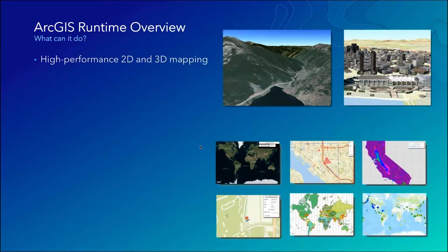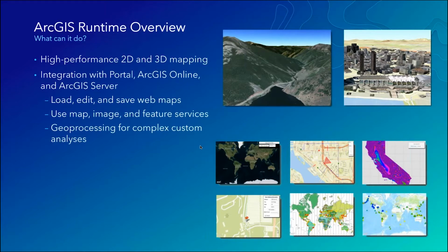So understanding what it is, let's look at what it does. From the ground up, it's been built for very high performance on-device 2D and 3D mapping. As I mentioned, it's part of the WebGIS pattern, so it connects to ArcGIS Online and Portal and ArcGIS Server. It consumes web maps, but not only consumes, it allows you to edit and save them as well.